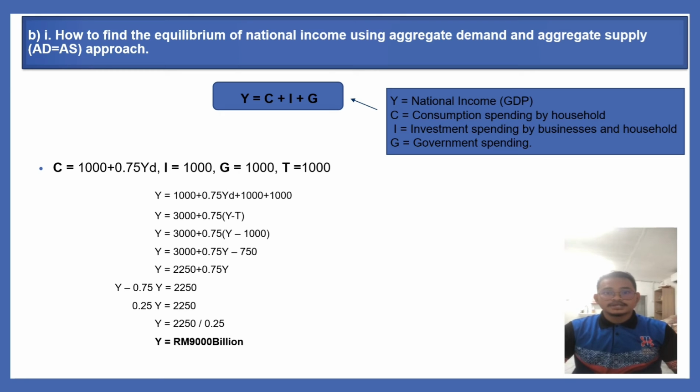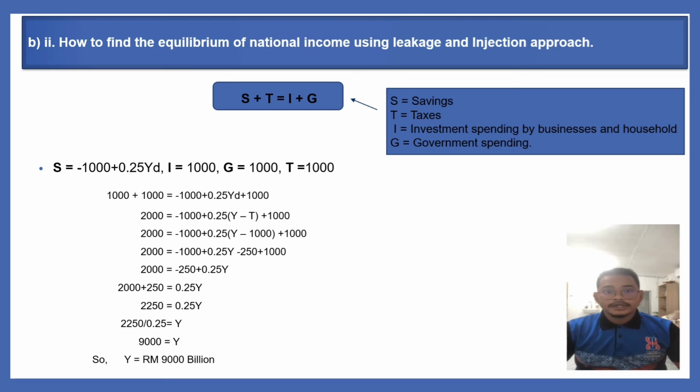To find the equilibrium for the AD equal to AS approach, we will use Y equals C plus I plus G. After the calculation, we will get the equilibrium as RM 900 billion. For the leakage and injection approach, we will use I plus G equals S plus T. After the calculation, we will get the equilibrium at 9000 billion.